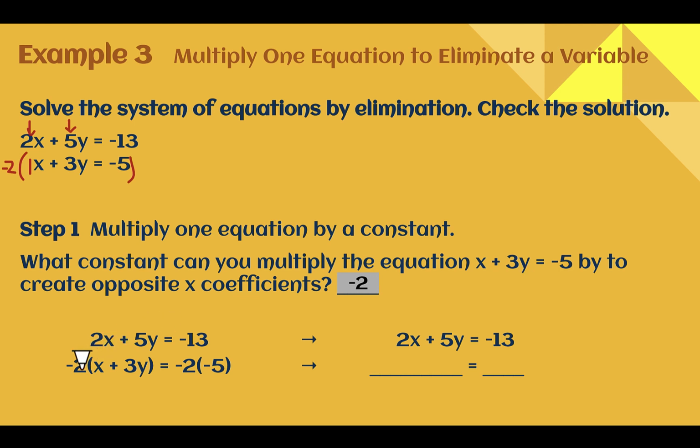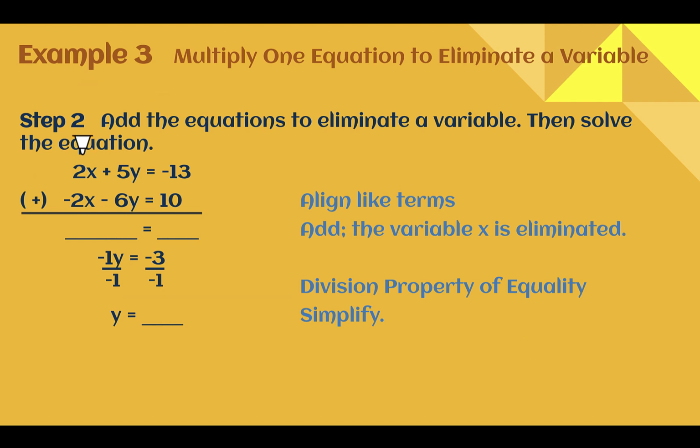So let's multiply everything in that second equation by negative 2. First one, we end up with negative 2x and minus 6y. Second, we end up with negative 2 times negative 5 is positive 10. Now, since our coefficients are opposites, we can add them. So positive 2x plus negative 2x is 0. Positive 5 plus negative 6 is negative 1. And negative 13 plus 10 is negative 3. I end up with 0x, so that's gone. Negative 1y is equal to negative 3. Divide by negative 1. Y must be equal to 3.